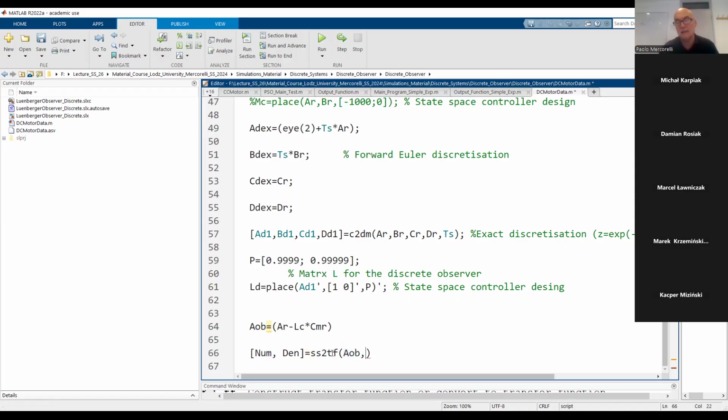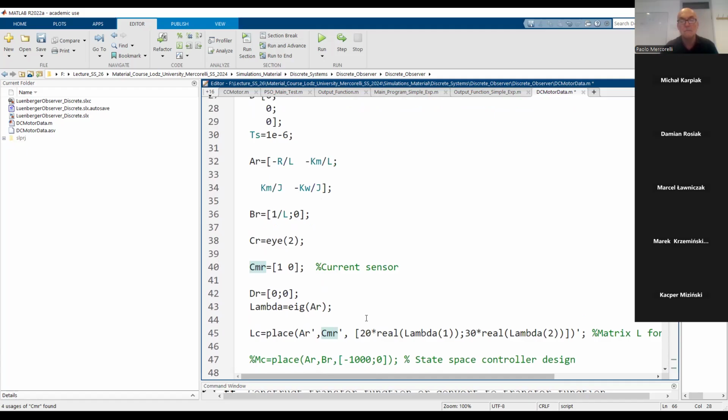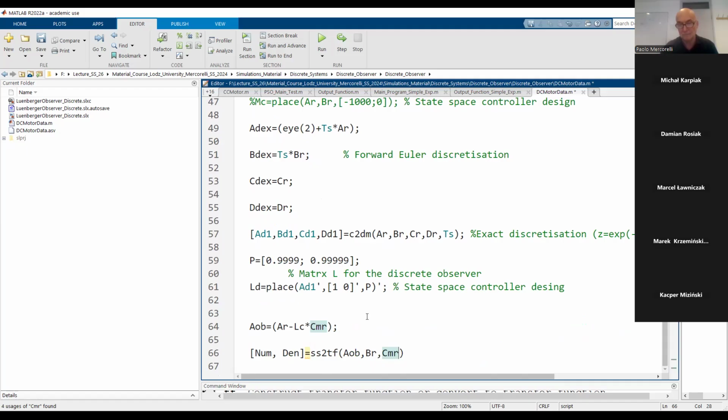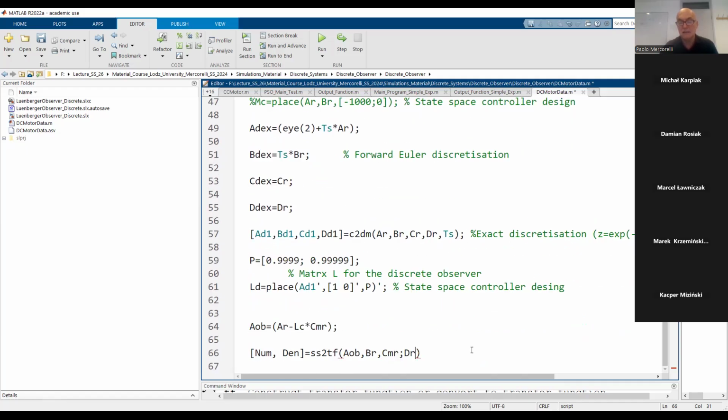Please look at help SS2TF, basically from state space to transfer function, in order to analyze this effect, what is the goal of the non-minimum phase. BR, I think it was, as I remember well. CMR, let me see. And DR, let me see. DR. Okay, let me see what happens.